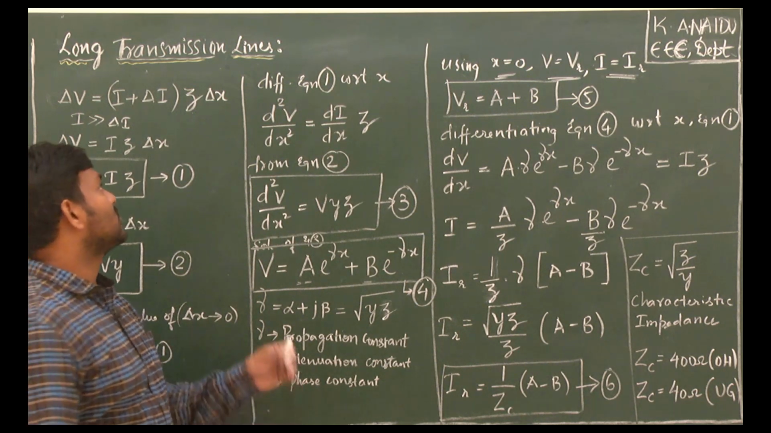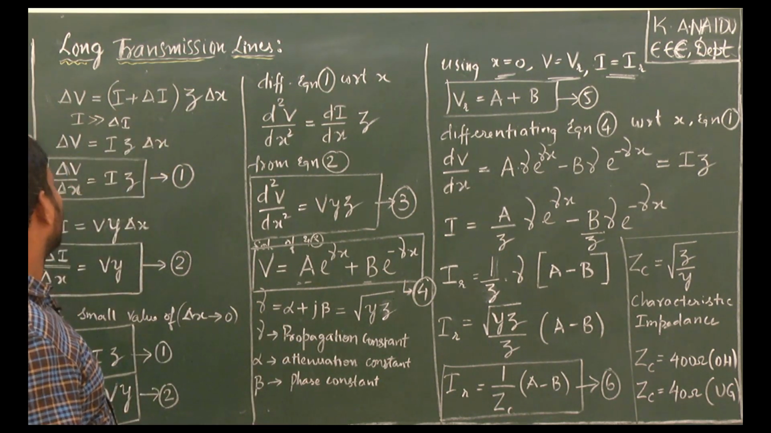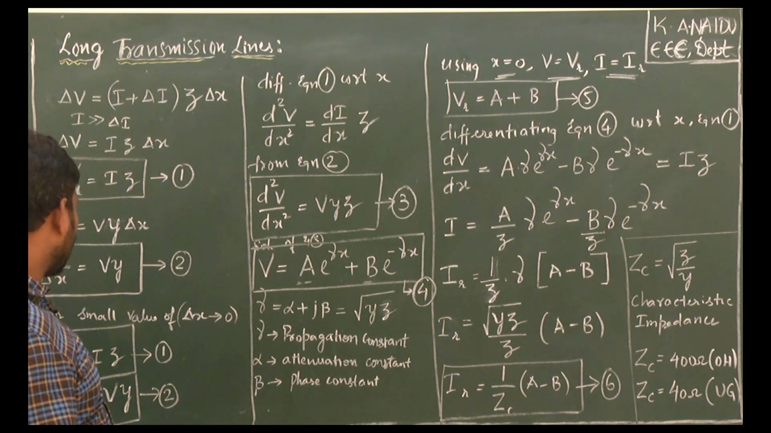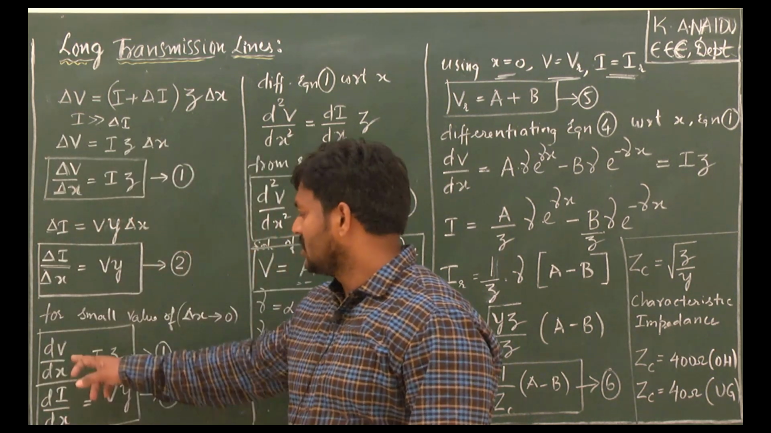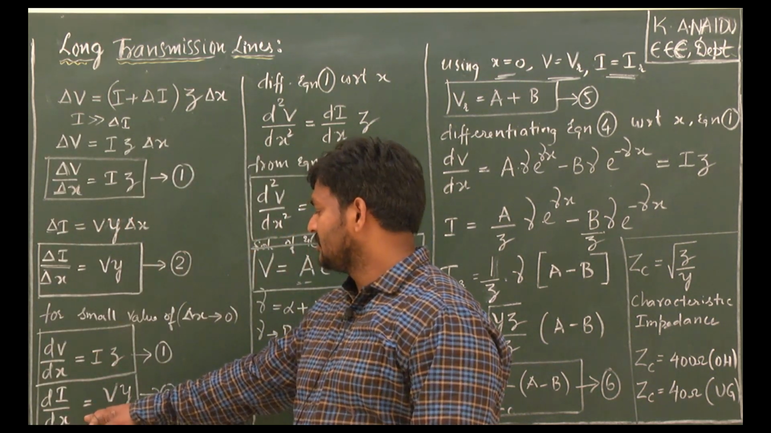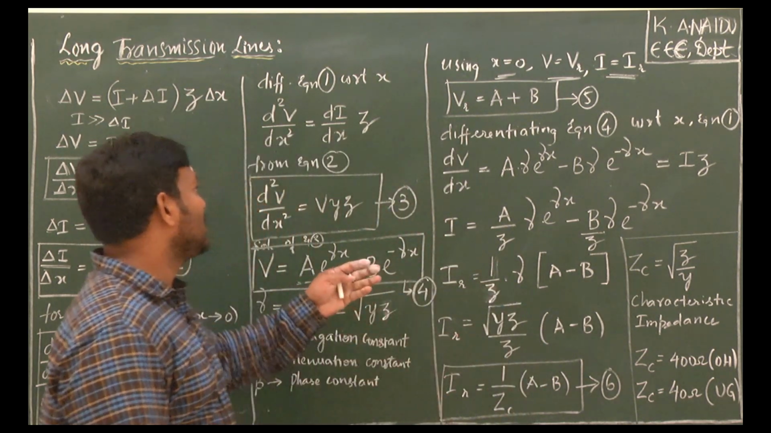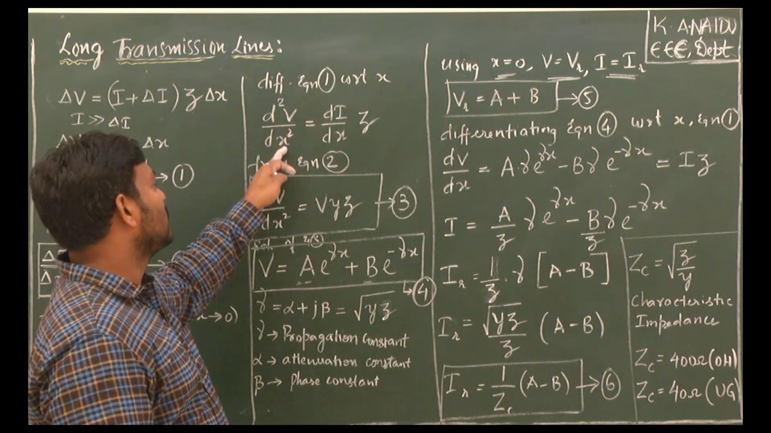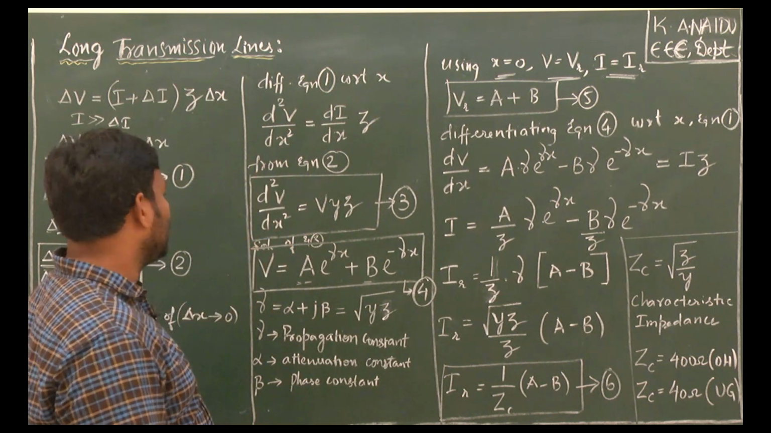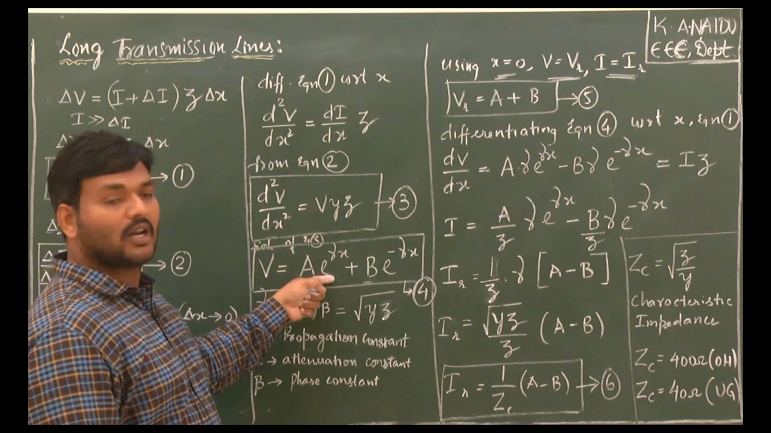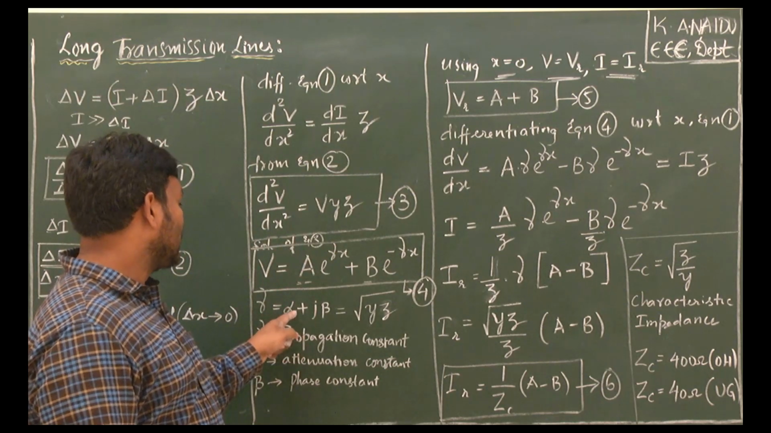So see here, we have started doing the receiving end analysis. We have taken a differential element of length delta x. From that we found delta V and delta I, and then for small lengths we took the differential equations dV by dx, dI by dx, and got equation number 1 and equation number 2. Then we differentiated equation number 1 with respect to x. We got this equation, in which we substituted the value of dI by dx from equation 2. We got the generalized solution of the second order differential equation.